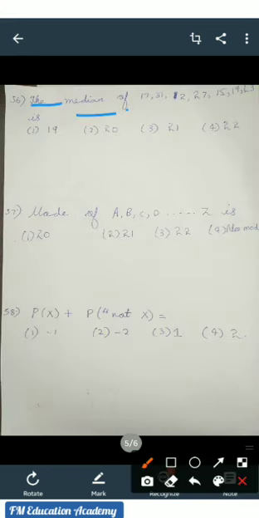56th question. The median of 17, 31, 12, 27, 15, 19, 23 is. Whenever we have to find the median, remember what you should do? You should arrange the numbers in ascending order.